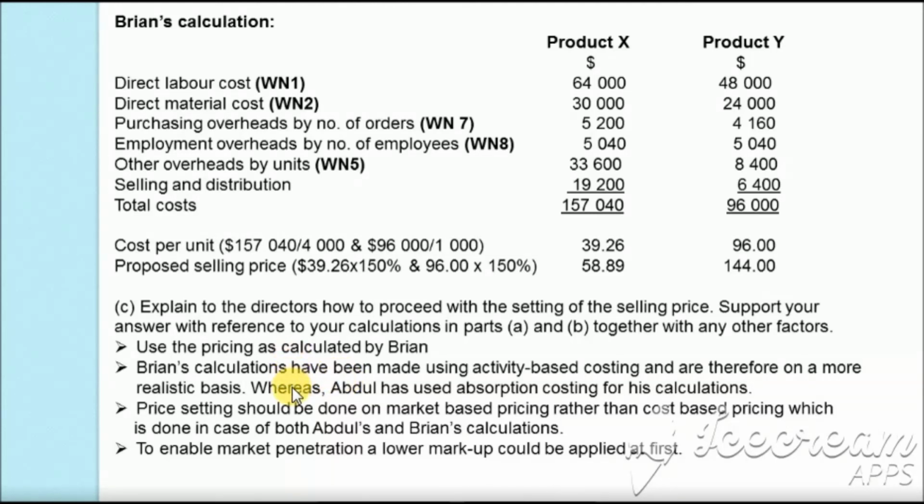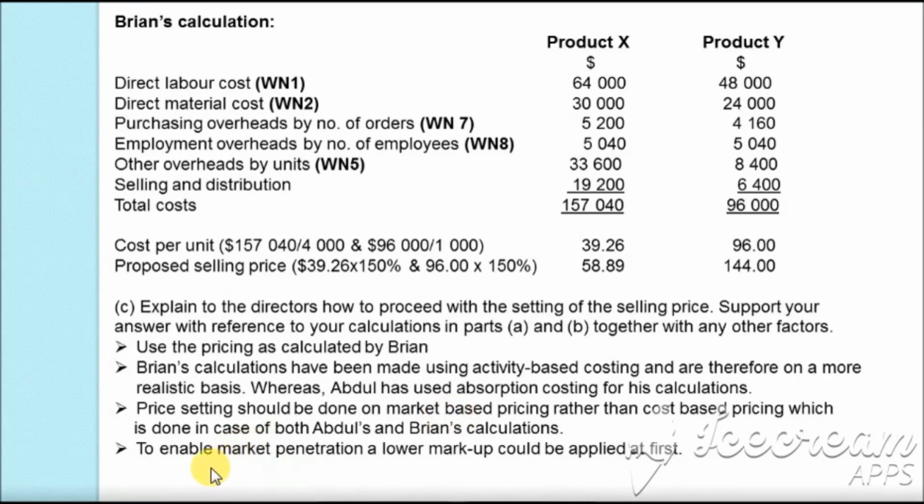However, both the calculations are cost based pricing, and in reality, to be successful in the market, the price should be on the basis of market based pricing. When the pricing is done on the basis of market based pricing, we will know what the consumers are ready to pay, what the competitors are selling the product for, and what the price is at which the market is ready to buy the product. And if we do it that way, it will be more appropriate rather than doing it on cost based pricing.